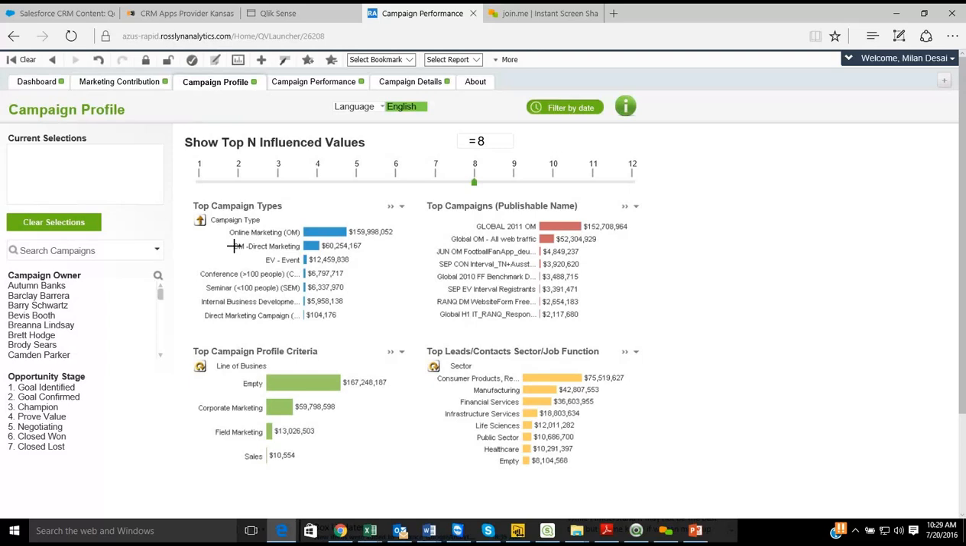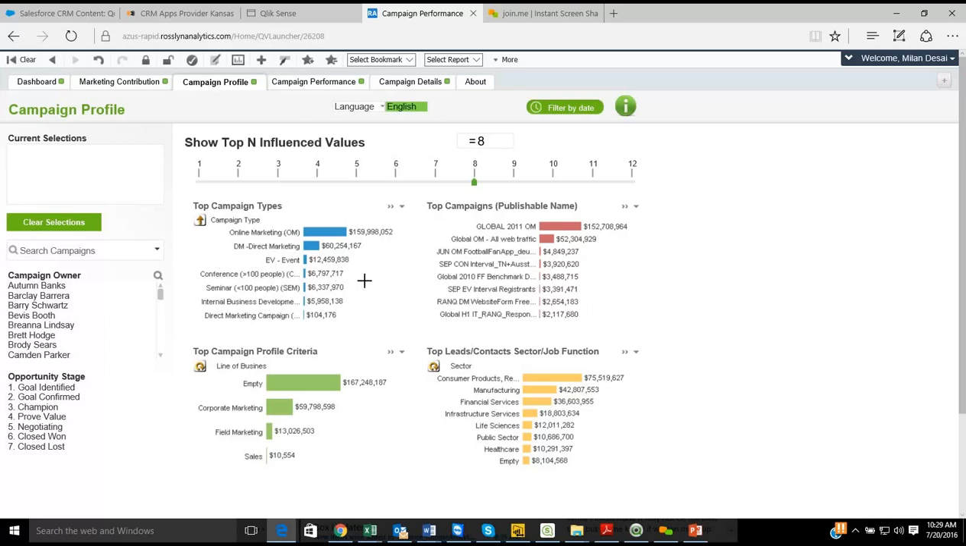Campaign profile, you're looking at online, so different types of campaigns. You're looking at online marketing, so social media driven, direct marketing, where you are actually sending out emails or webinar invites. In events, you may be hosting any events, conferences, seminars. As you can see here, internal business development, so it's more about direct calling by the sales guy, lead generation people. Direct marketing campaigns, so again, those kinds of things. So this gives you, again, a very good perspective of what kind of campaign is working for you.